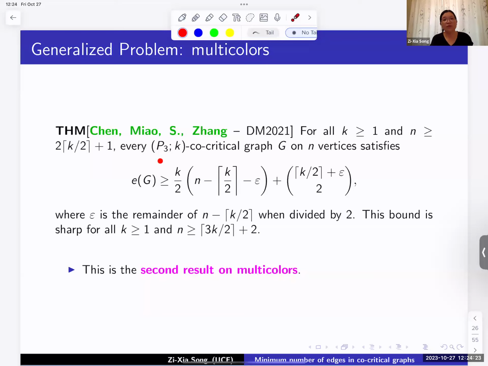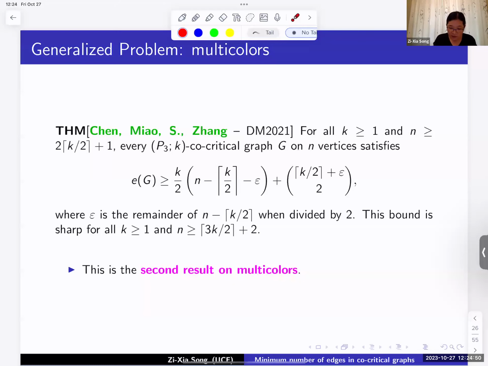Actually P3 is much more interesting in the sense that if you know H-coloring, if you know the other critical graphs, or the adjacency lemma. So we did multicolors when each one is a P3. However, if you change a P3 to two copies of P3, then our method no longer works.